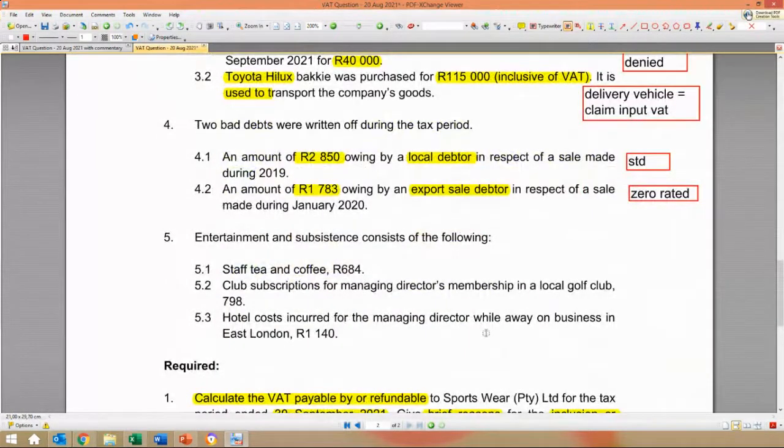Okay, and then Estian says we also need to look at the subscriptions, whether it would be denied or not. Okay, so let's quickly look at what information they gave us. So the first one is staff tea and coffee. Okay, so staff tea and coffee, is that an exempt supply? Is that a standard rated supply? Is it input denied? Is it zero rated? What is staff tea and coffee? What did we say? Okay, that's correct. So input that is denied for staff entertainment.